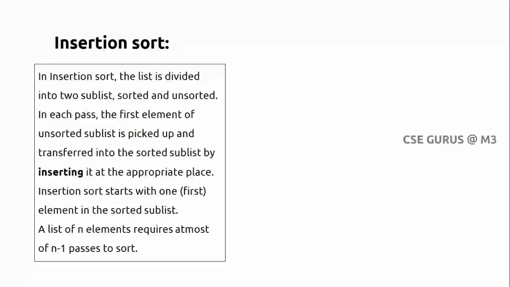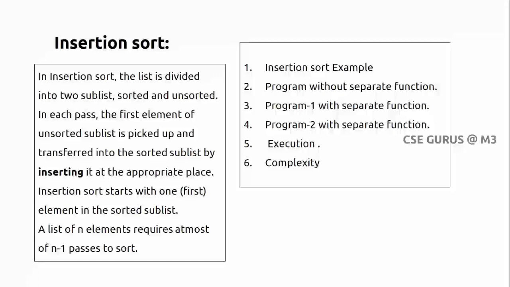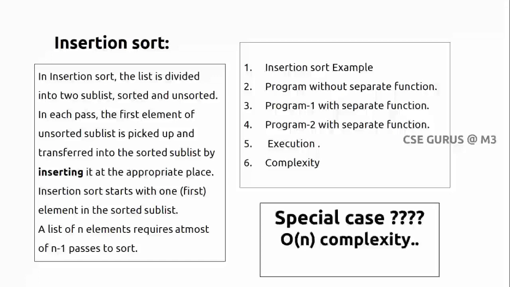Anyway, we'll see the example. Without a separate function and with a separate function, the two types of code we can see, using two for loops and an if condition, or we can take a for loop and a while loop. Of course the complexity is the same, but writing the code is different. We'll see those two programs, then the execution, then the complexity. Of course here also a special case, that is how it is big O of n complexity in the best case. Here also it's the same as in bubble sort, we'll see those things also.